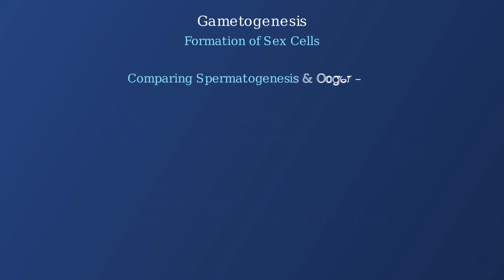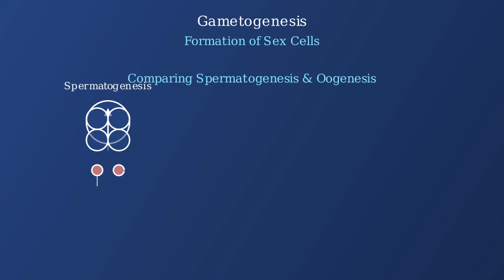Now let's compare the two main types of gametogenesis: spermatogenesis, which produces sperm cells, and oogenesis, which produces egg cells. In spermatogenesis, a primary spermatocyte undergoes meiosis to produce 4 equal-sized, functional sperm cells. This process occurs continuously in the testes throughout a male's reproductive life.